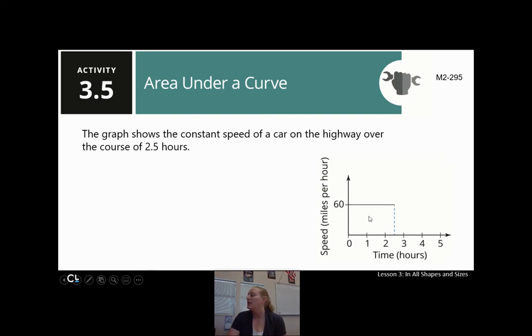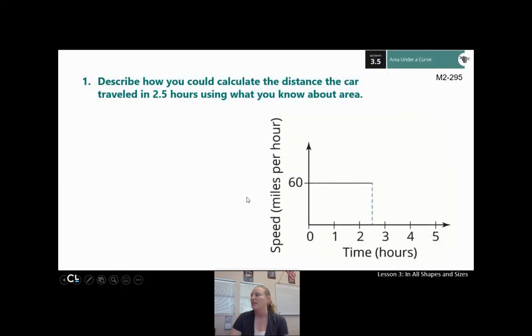And it was a constant speed. So it looks like for the entire 2.5 hours, I was driving at 60 miles an hour. Just fair if you're on the highway. In fact, sometimes it might be a little slow. People ride up all on your backside.